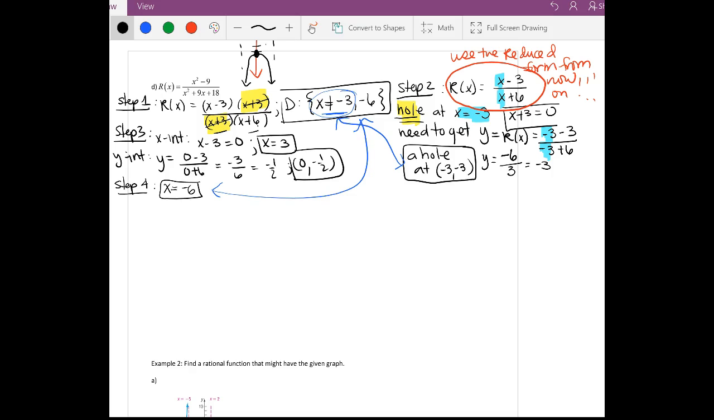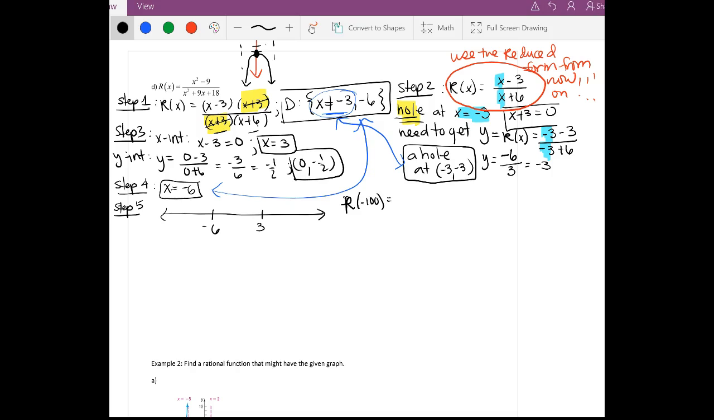Step number 5, we're going to draw a number line and use the X intercepts and your VA. You have one VA and one X intercept. So one VA at negative 6, and your X intercept at 3. Let's try to see where it's going to be positive or negative. And again, we're only using your reduced form.